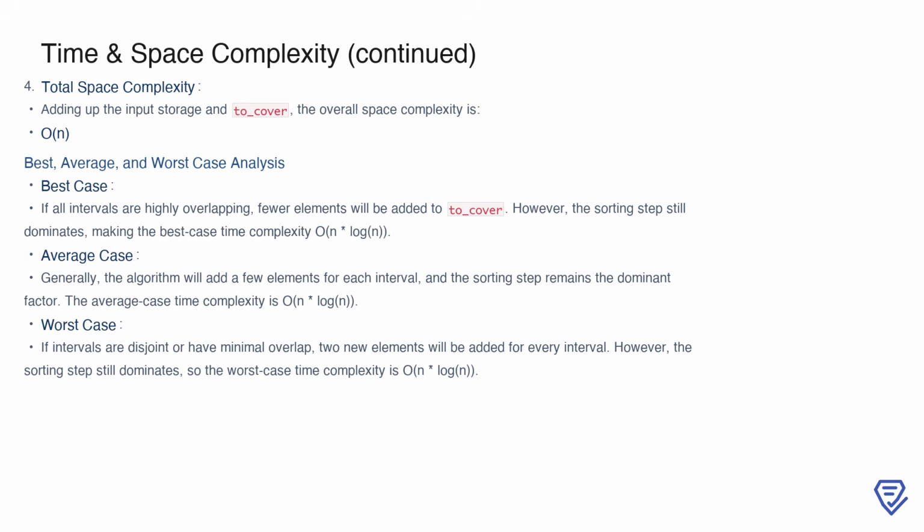In the worst case, where intervals are disjoint or overlap minimally, two elements are added for each interval. Even in this scenario, the sorting step remains the dominant factor, keeping the worst case time complexity at O(n*log n). Thus, across all cases, the time complexity is consistently O(n*log n).